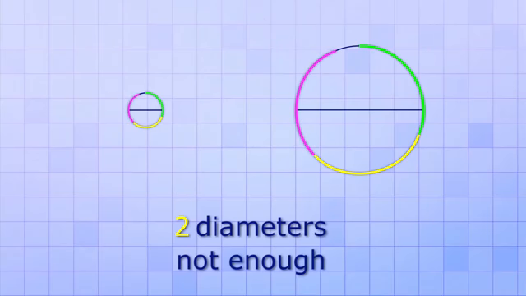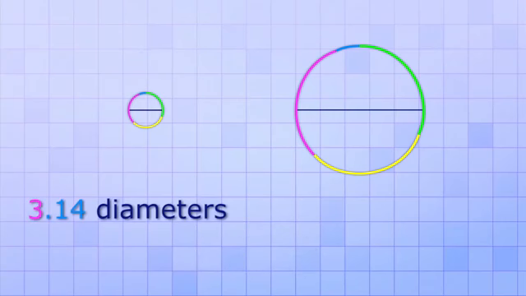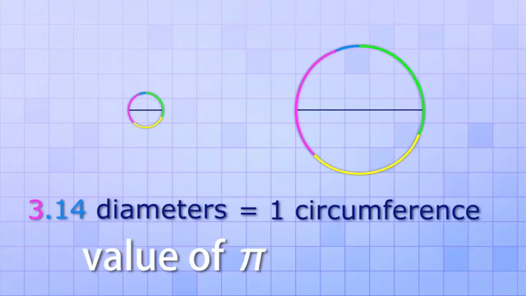Oh, so close! 3 diameters is almost enough, but it looks like we're going to need just a little bit more to form a full circumference. That little bit more turns out to be about 0.14 diameters. That means that it takes 3.14 diameters to equal 1 circumference for any circle, big or small. So the value of pi is always 3.14.